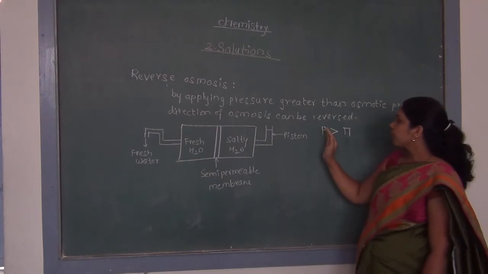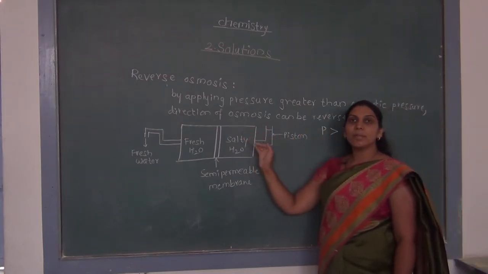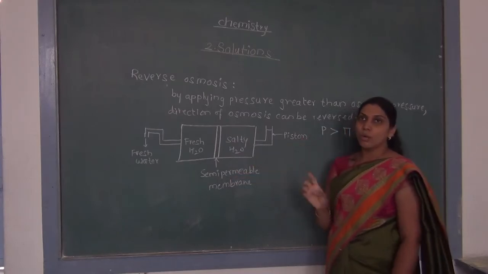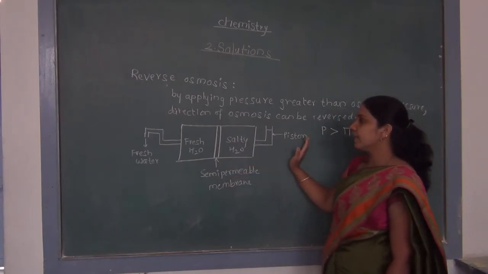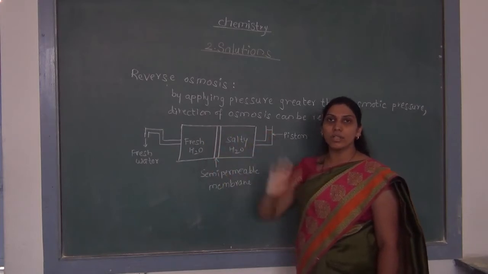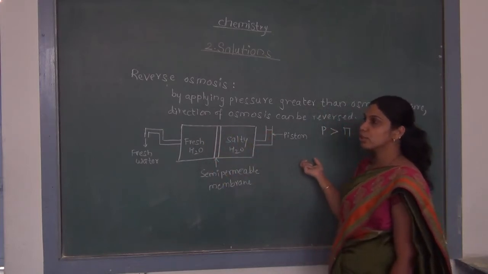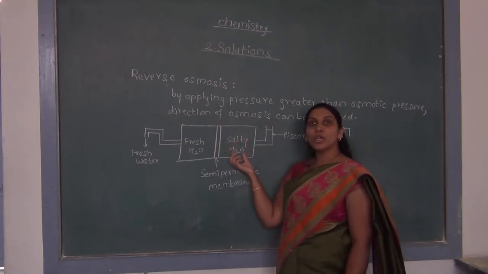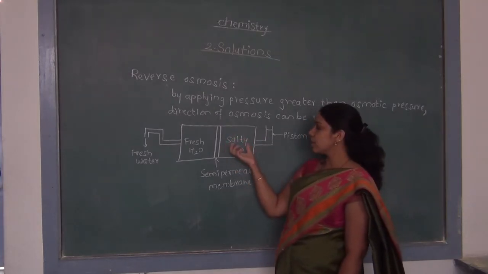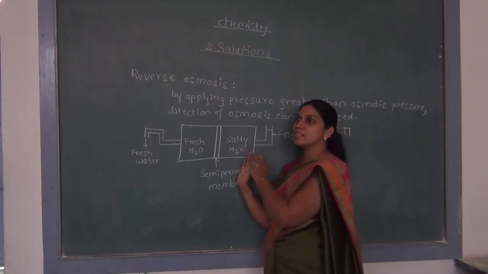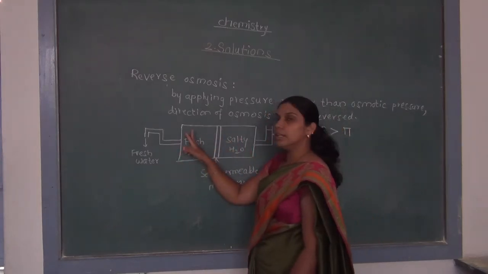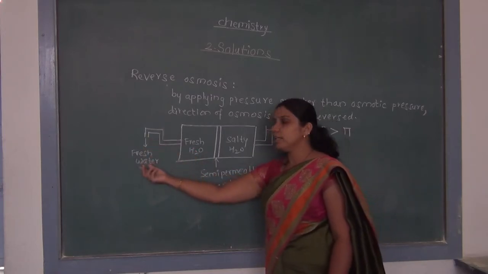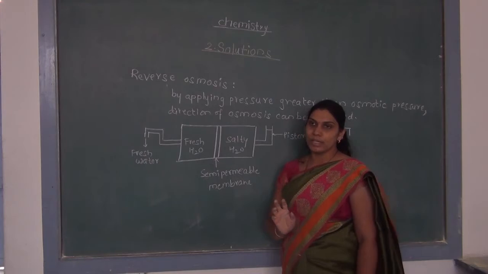Due to the higher pressure which is applied on the salty water solution, what happens? The direction of osmosis is reversed. Due to this extra pressure, the osmosis can be reversed. The pure water that is present on the side of the salty water passes through the semi-permeable membrane into the side of fresh water, and that fresh water can be taken out from the outlet.